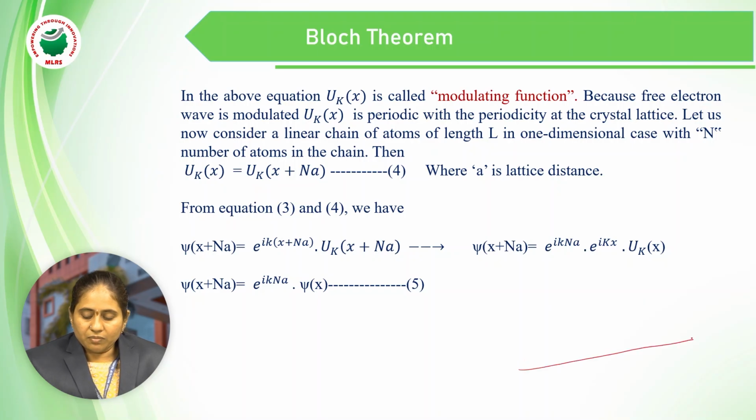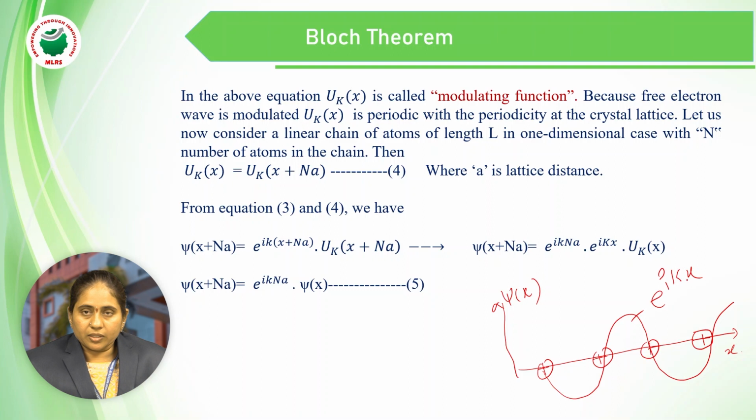Suppose these are the lattice ions. If the particle is moving only along the x direction, and the wave function psi of x is taken on the y-axis, how is the particle moving? Like a sine wave. The sine wave is known as e power ikx. The particle in between the ions sees maximum potential, but near the nucleus the potential is 0. V is equal to 0, V is equal to maximum, V is equal to 0, V is equal to maximum.